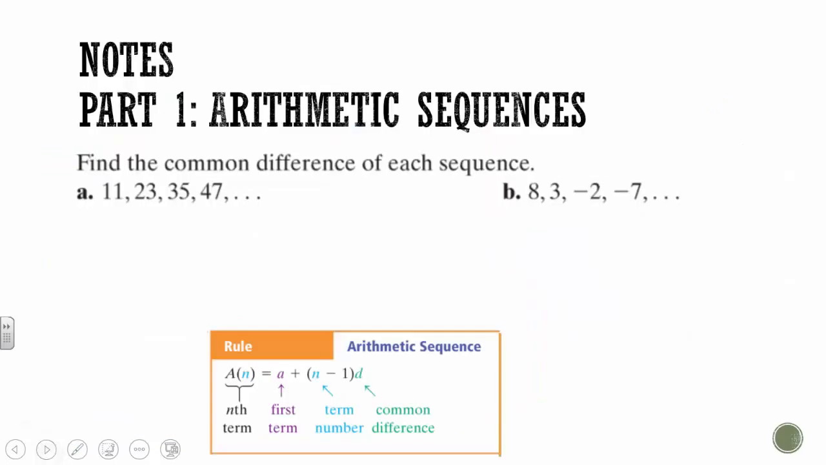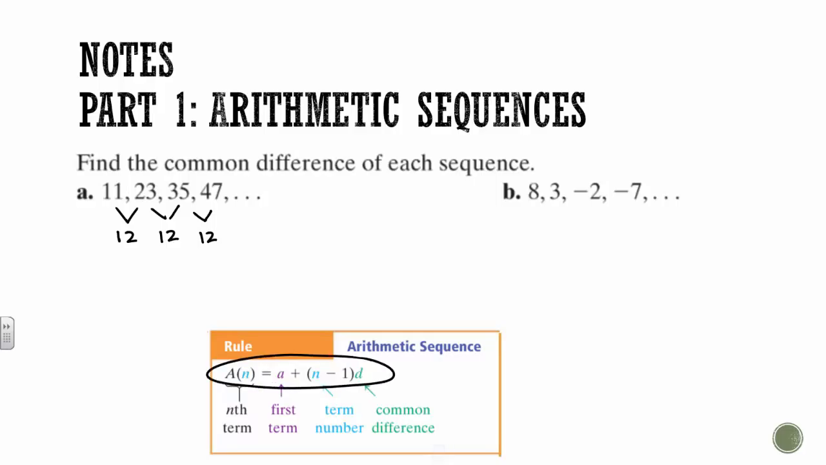So if we think back to arithmetic sequences, I gave you things like this, where you had to find the common difference, so 11 to 23 would be 12, and double check that it works for all of these, and it does. And then you had to use this formula right here. So I could use this formula to find absolutely any number that I wanted to. So I plugged in my first term, which was 11. I plugged in my common difference, which was 12.